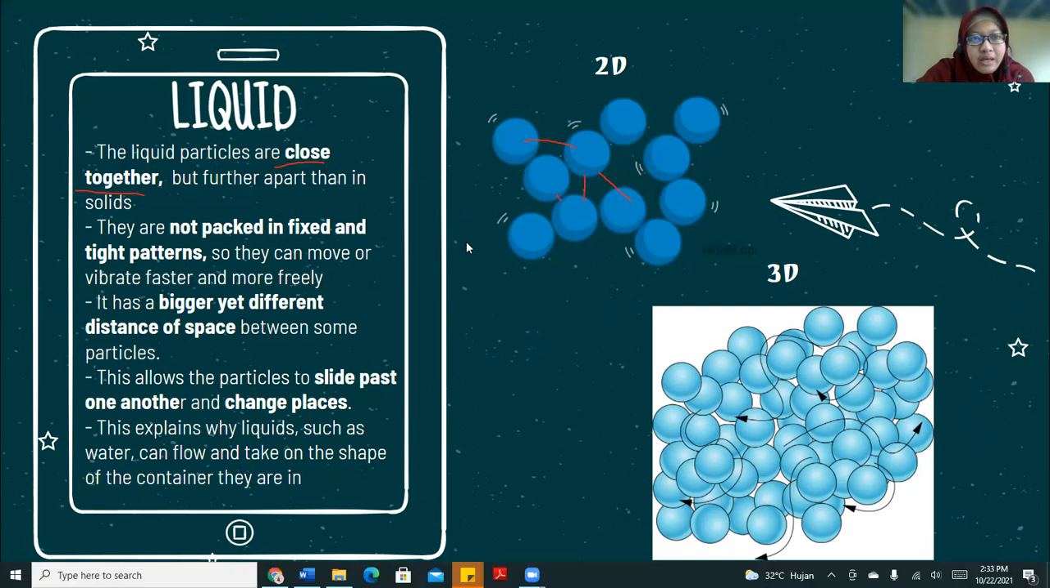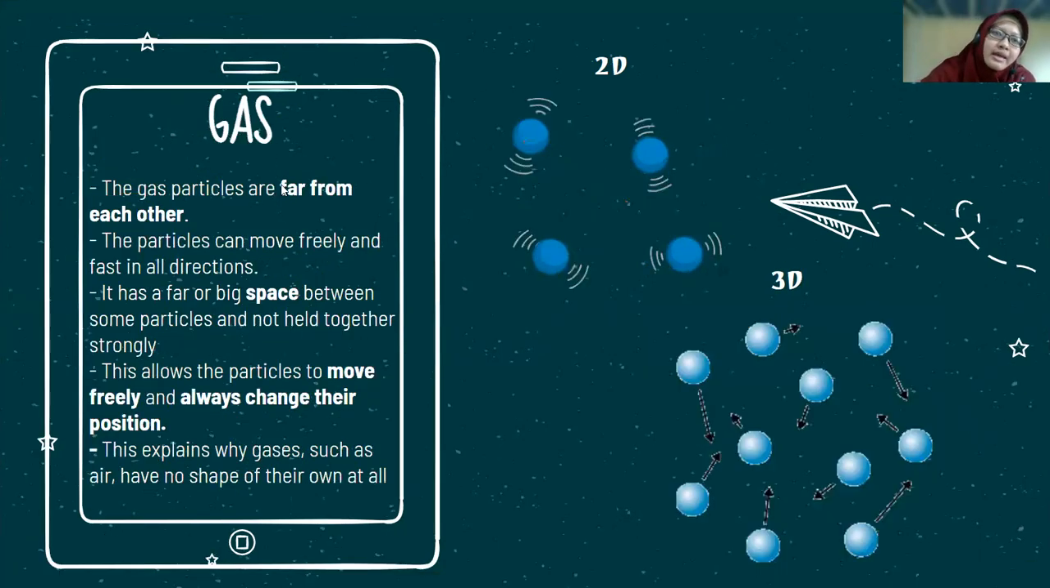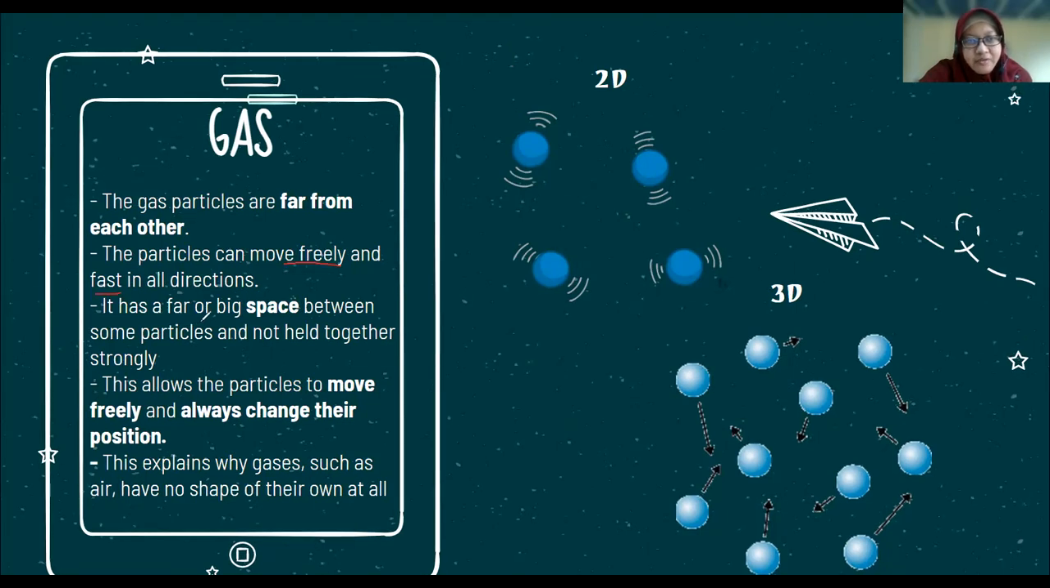Okay, that's liquid. And then gas. The gas particles are far apart from each other. The particles can move freely and fast in all directions. It has big spaces between particles and they are not held together strongly. This allows the particles to move freely and always change their position. This explains why gases such as air have no shape of their own at all, because the particles are far away from each other, and they're always moving.